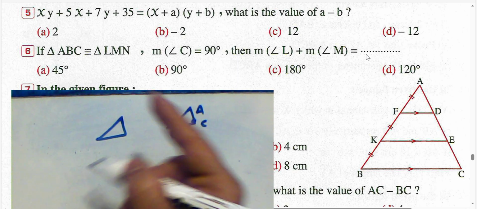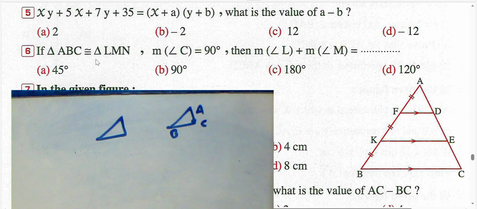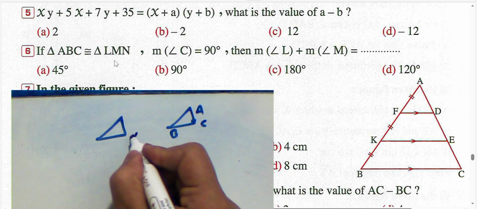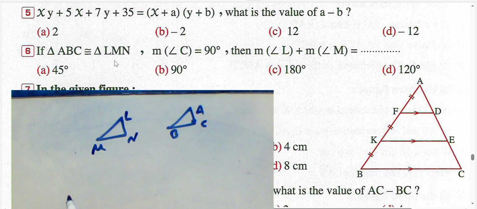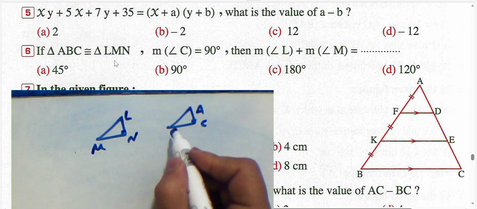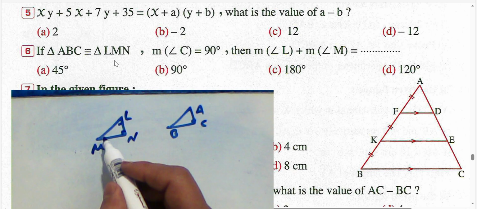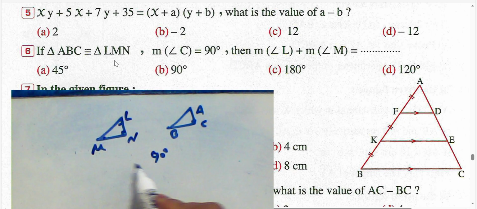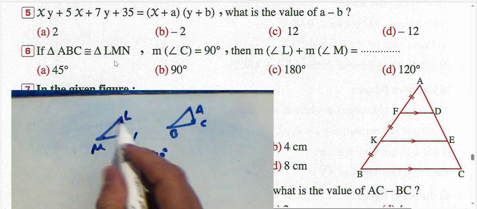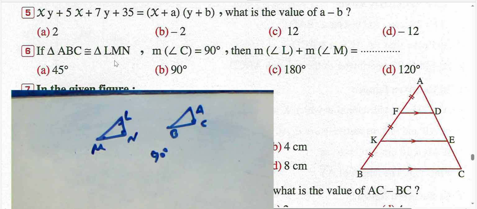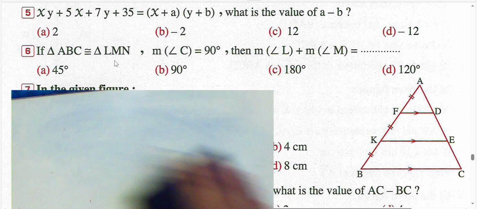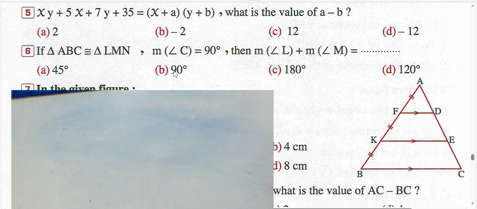C here is equivalent to N. Look here, C equivalent to N. Write N here and write LM. They are congruent, two triangles congruent. Measure of angle L plus measure of angle M will be 90 degrees, because the sum of the interior angles in a triangle equals 180. 90 plus 90 equal 180. Then L plus M equal 90 degrees. Choose letter B. Next question.